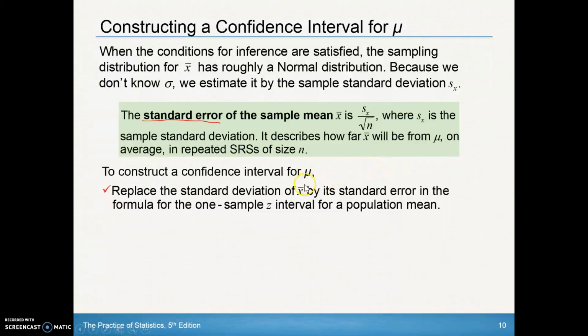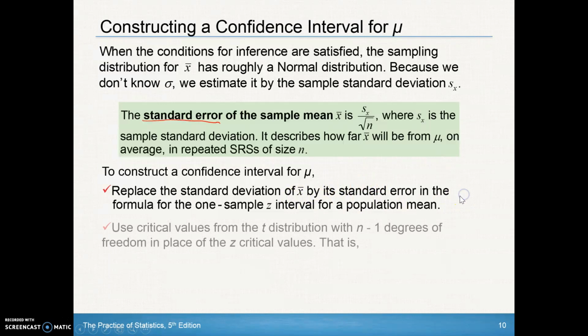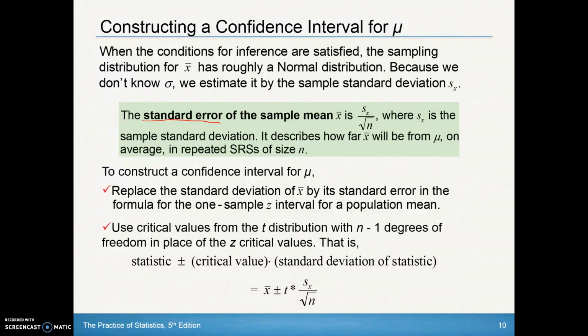Well, we replace the standard deviation of x bar by a standard error in the formula for the one sample z interval for the population mean. And then we use the critical values from the t distribution with n minus 1 degrees of freedom in place of the z critical values. That is, in our statistic, x bar is our point estimate. Our critical value is now not a z star, it is now a t star with n minus 1 degrees of freedom. And then our standard deviation of the statistic is replaced by the standard error of the statistic, which is that piece right there.